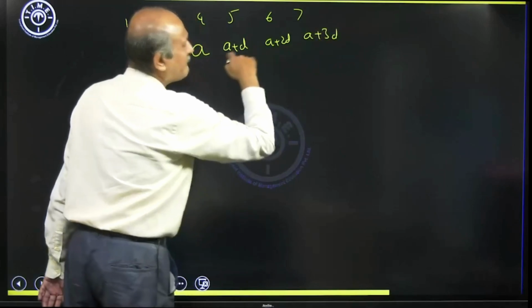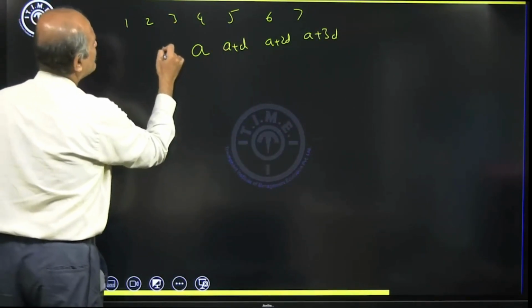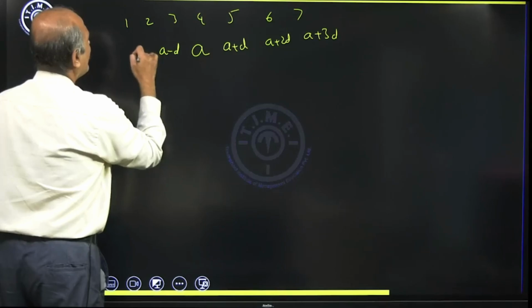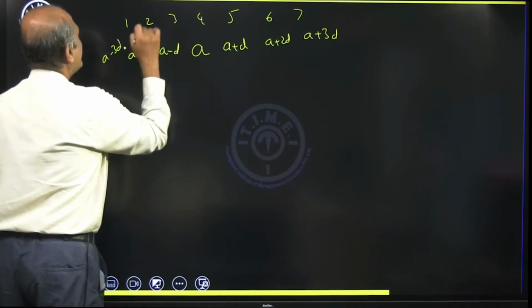The common difference I'm going to take is d. So what about the third one? We can write it as a minus d. The second one is a minus 2d and the first is a minus 3d.